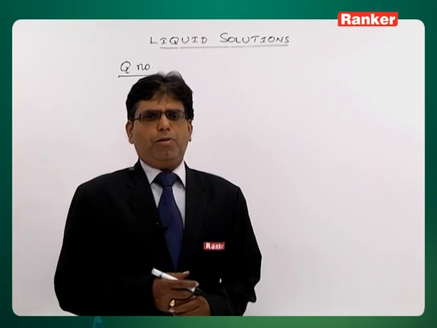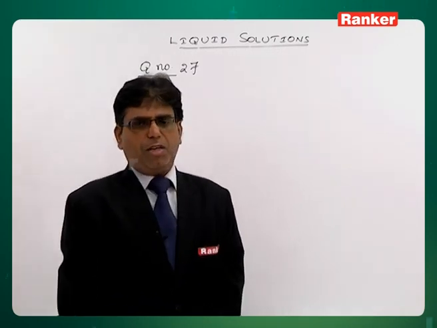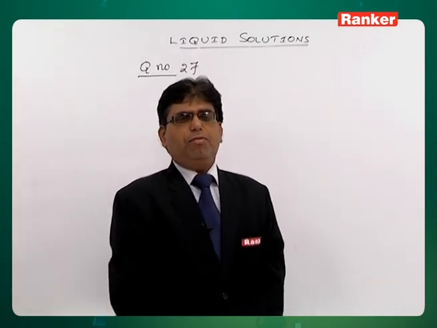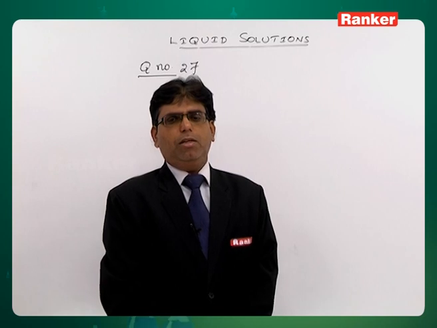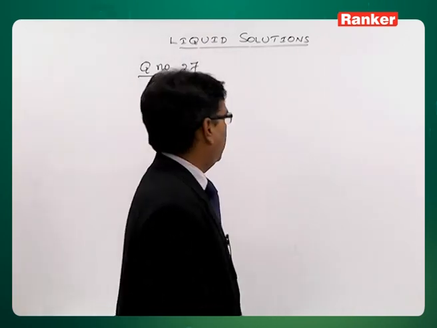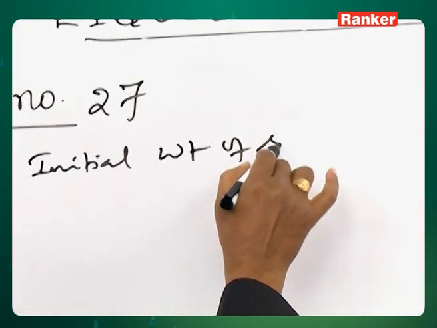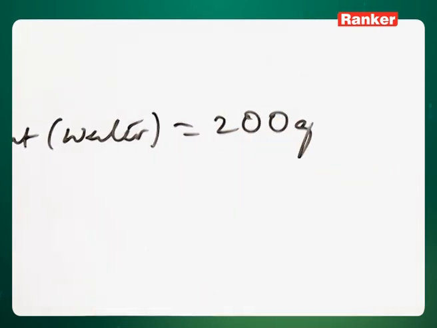Now, let us move on to question number 27. In the question it is given: the amount of ice that will separate out on cooling a solution containing 50 grams of ethylene glycol in 200 grams of water to minus 9.3 degrees Celsius is. Now, here what we have to do is, initially the given weight of water is 200 grams. Now, when 50 grams of ethylene glycol is added, if its freezing point is decreased to minus 9.3, then what is the molality of the solution, or what is the weight of the solvent, that we have to find out. So, basically the initial weight of solvent, that is water, is 200 grams.